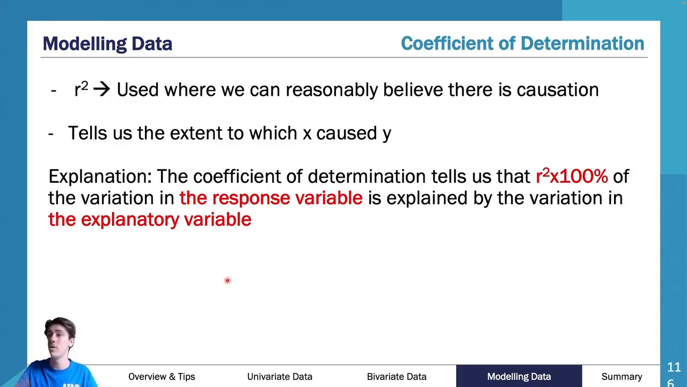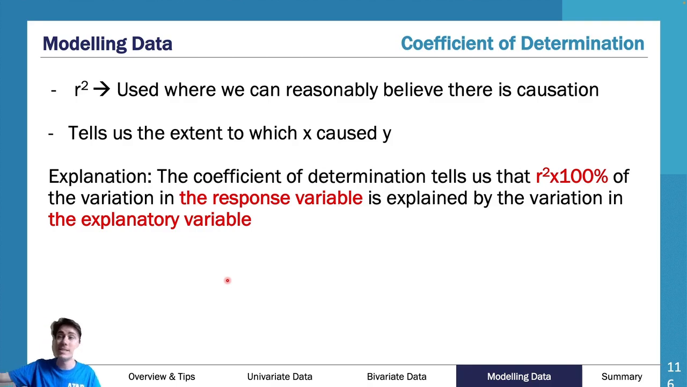So you get your R value, your Pearson's correlation coefficient, and you square it. And because you square it, you're going to get a positive value between 0 and 1. You will not get a negative value. If you get a negative value, you've done something wrong. Go back and do it again.